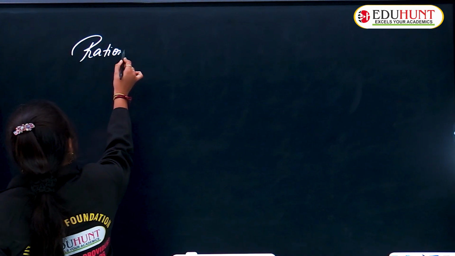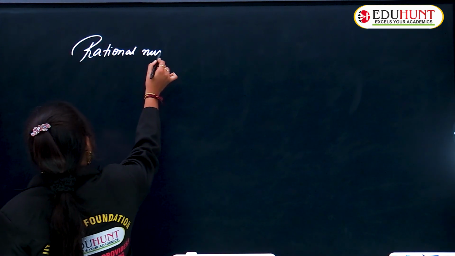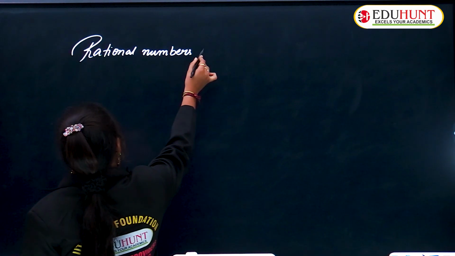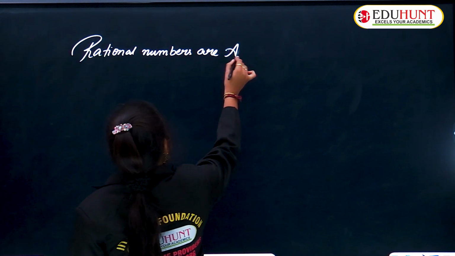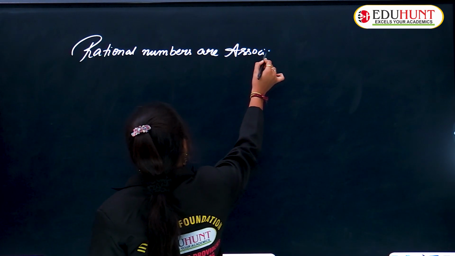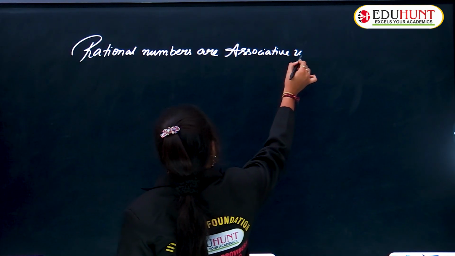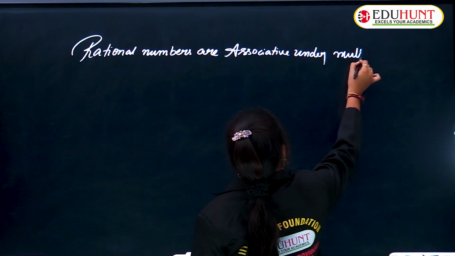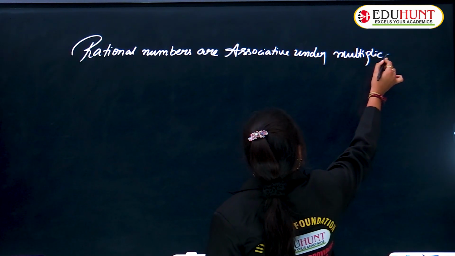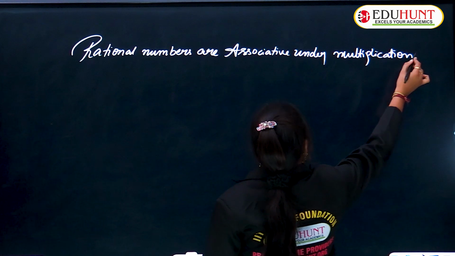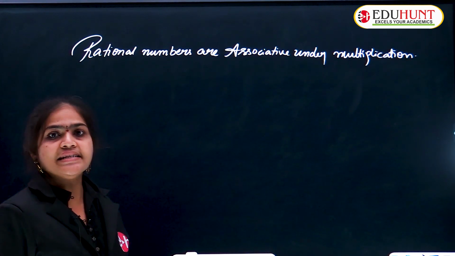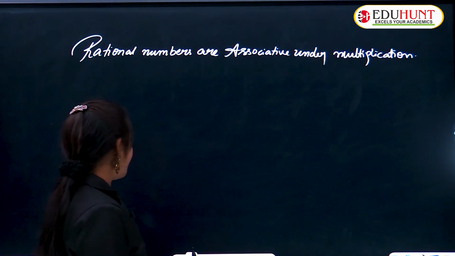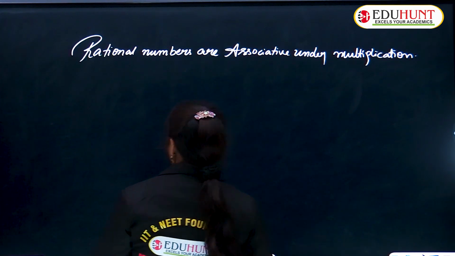Then what is that statement, ma? Rational numbers are associative under multiplication. Clear? And still we have one more fundamental operation. What is that? Division.